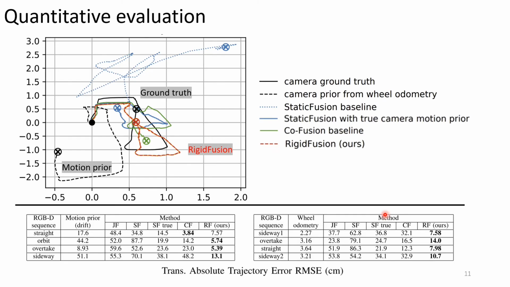Lastly, for better visualization, we plot trajectories from a top-down perspective into a 2D plane. Besides the black line, which is the ground truth, the other two interesting trajectories are first, the black dashed line, which is the camera motion prior we use, and the red line, which is our method RigidFusion. It shows that RigidFusion not only outperforms all other state-of-the-art methods, but it's much better than the motion prior it uses. We further collect 8 sequences and show the results in these two tables. RigidFusion outperforms all state-of-the-art methods in nearly all sequences.